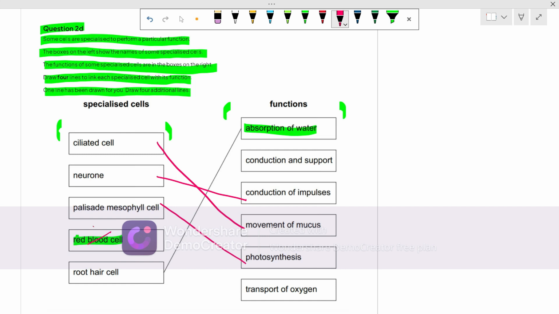And this is wrong, my bad. Red blood cell has not been done for us. The function of red blood cells is transport of oxygen by diffusion as it contains a large surface area for the diffusion of oxygen.